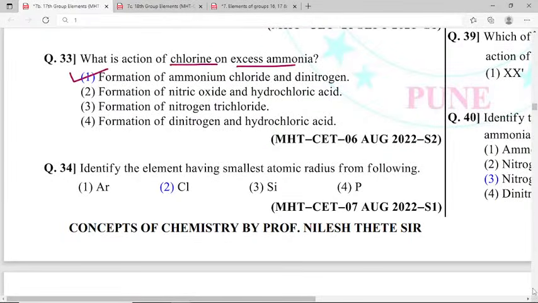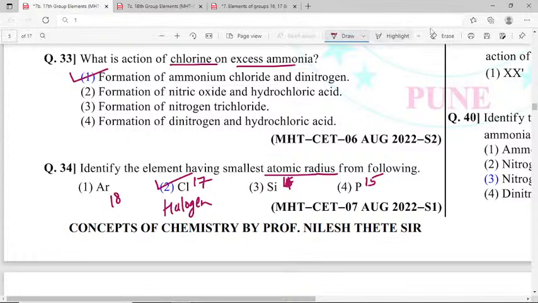Next, identify the element having the smallest atomic radius from the following. The smallest atomic radius is of chlorine. Halogens have the smallest atomic radii. Chlorine has atomic number 17. Then silicon is 14, phosphorus is 15, sulfur is 16, and argon is 18.